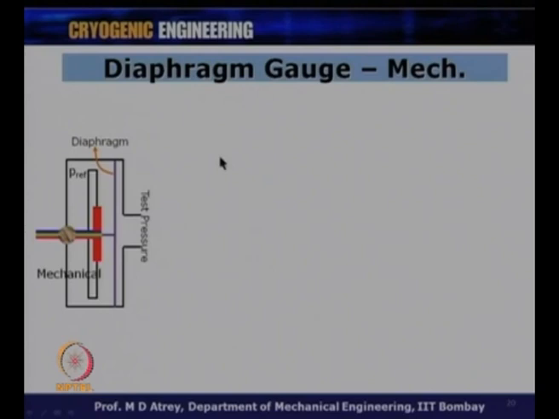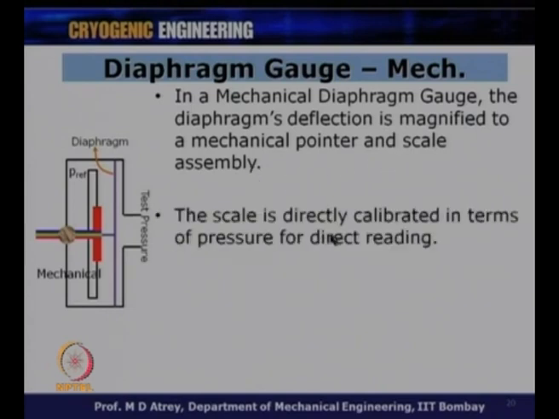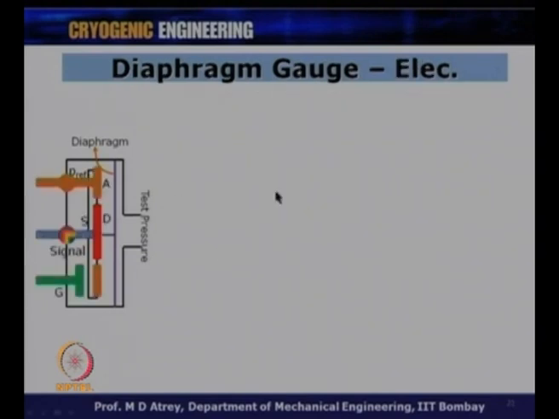If you have a mechanical arrangement to see the motion of this diaphragm, you can have some gear arrangement, you can have some needle and things like that, and that can be used. In a mechanical diaphragm gauge, the diaphragm's deflection is magnified to a mechanical pointer and scale assembly. The scale is directly calibrated in terms of pressure for a direct reading. The operating range of this gauge is from 1000 to 1 millibar with good accuracy. Instead of mechanical, I can have some electrical signal coming out of it.